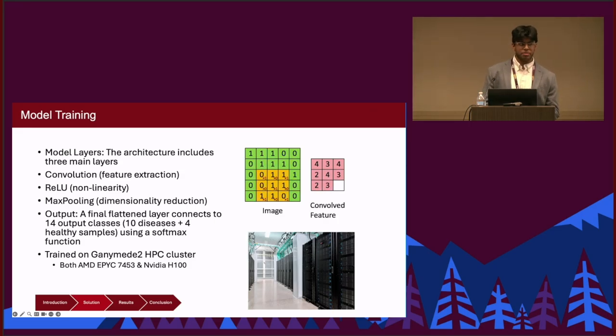And this connects back to the second part of this study, which was to test the effectiveness of HPC at training these models. So we trained the model on the Ganymede 2 HPC cluster at the University of Texas at Dallas on an AMD EPYC CPU node and on an NVIDIA H100 GPU node.